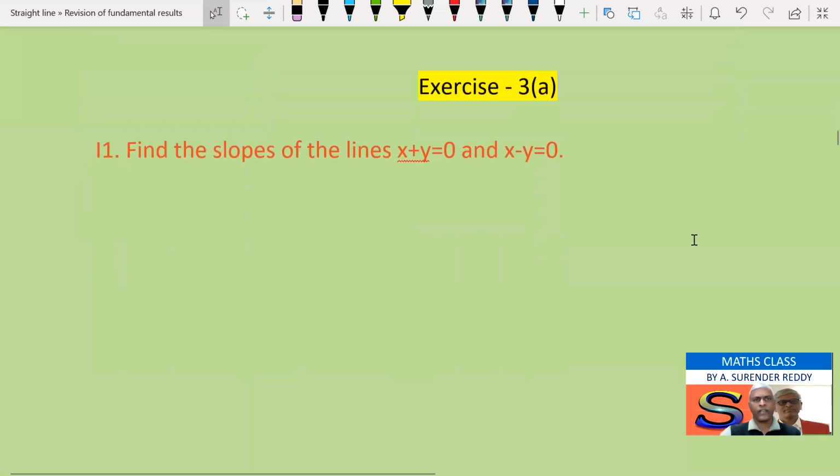Now let us practice some problems from exercise 3a. Find the slopes of the lines x plus y is equal to 0 and x minus y is equal to 0. Just now we have observed the different forms of a straight line.